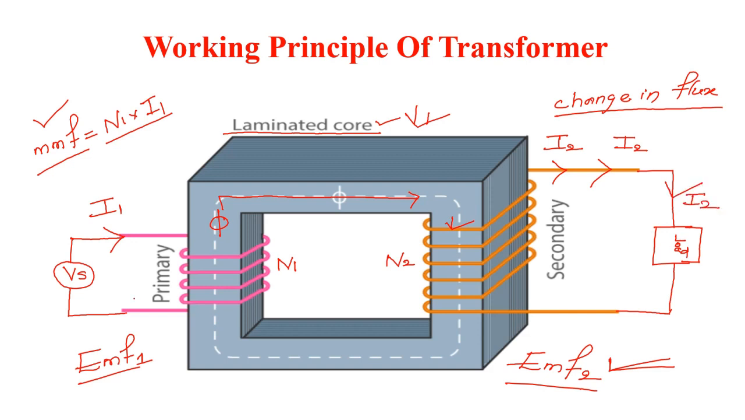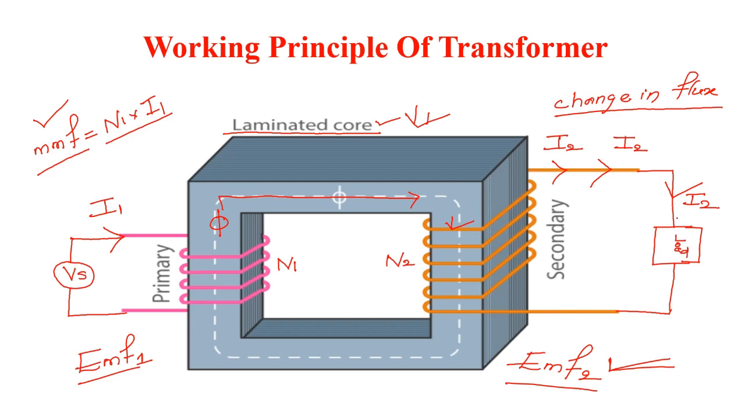It means we are applying alternating voltage across the primary winding, and because of this concept of mutual induction, there is a flow of current or flow of energy in the secondary side. That is the reason why a transformer works on the principle of Faraday's law of electromagnetic induction. So this is the working principle of a transformer.